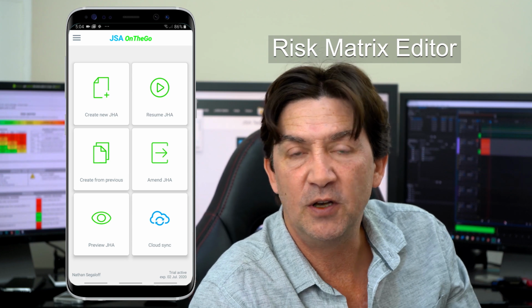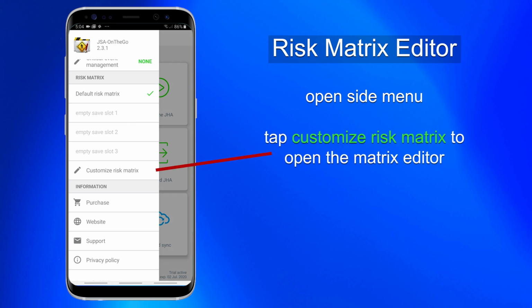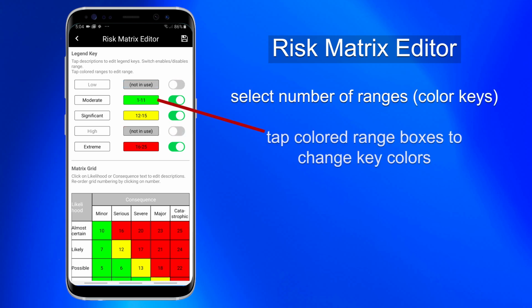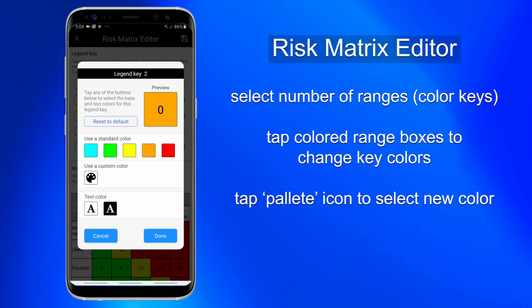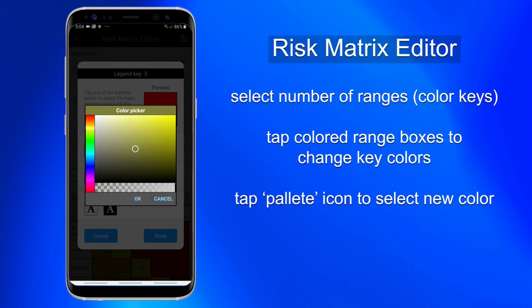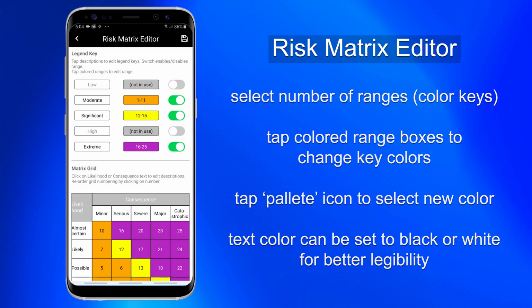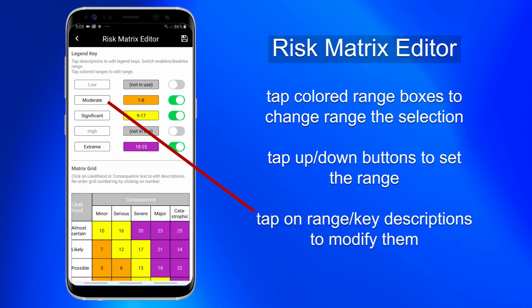JSA OnTheGo also gives you the option to customize your risk matrix. Tap the menu button on the top left of the screen and tap Customize Risk Matrix. You can choose to use between 3 and 5 ranges and assign colors. The range lengths can also be customized. As can the labels.